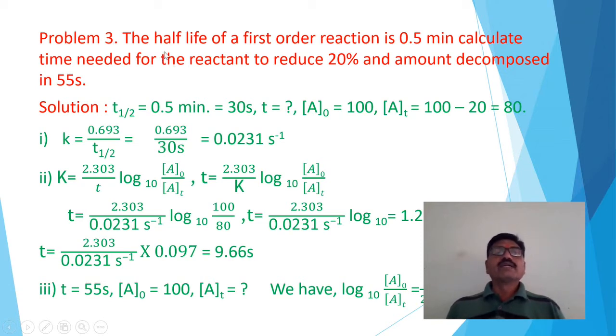See what is given. The half-life of a first order reaction is given. T half is given, 0.5 minute. What we have to calculate? The time needed for the reactant to reduce 20%. So this is very important. See the wording of the numerical: to reduce 20%.